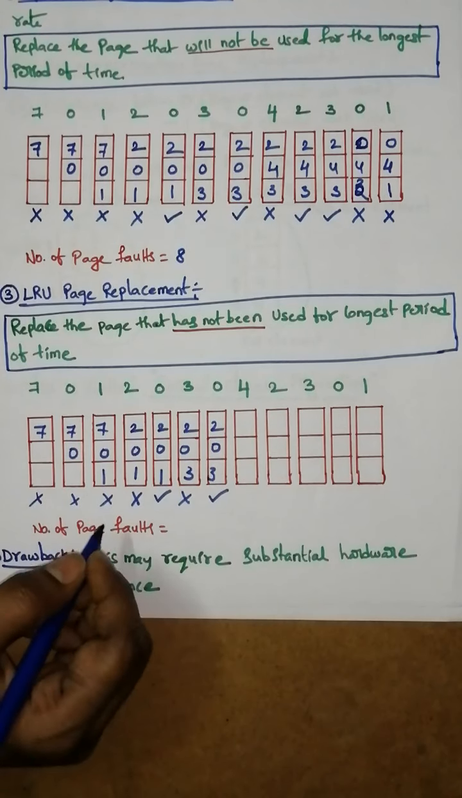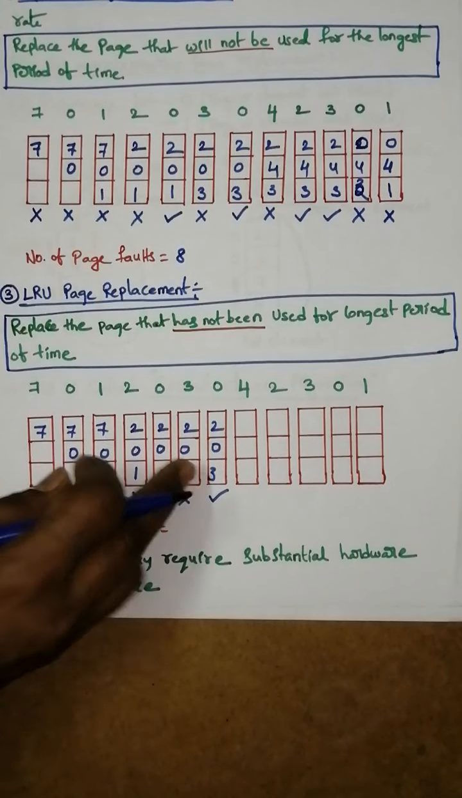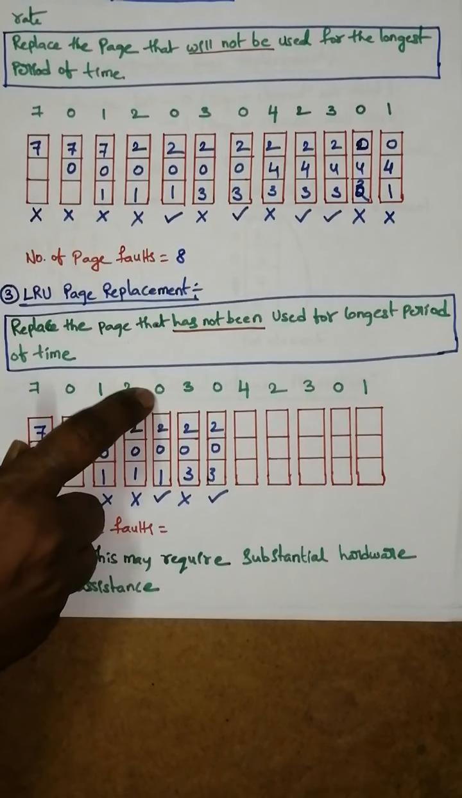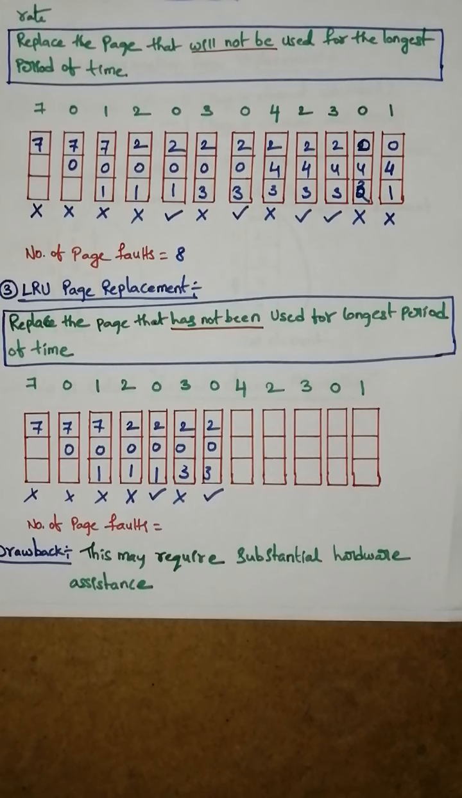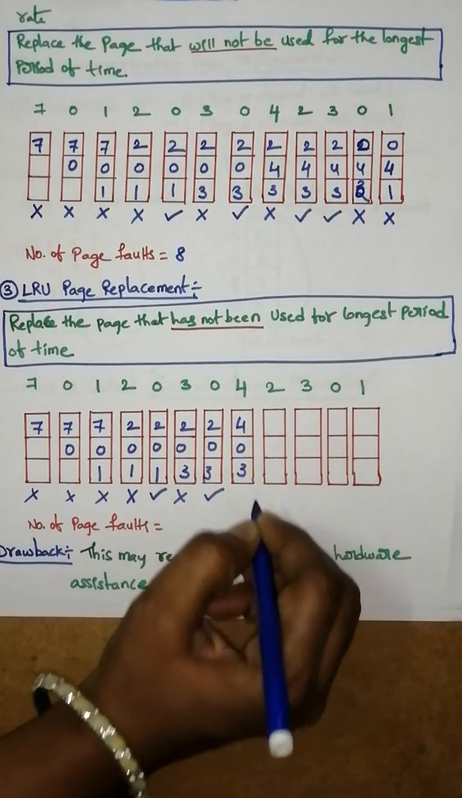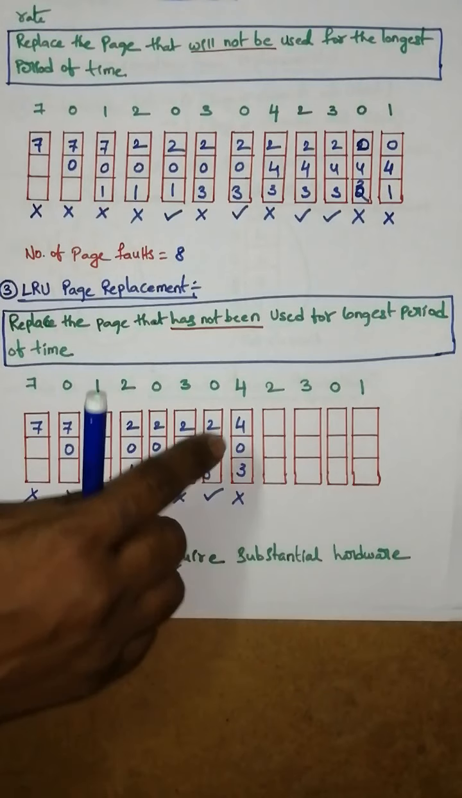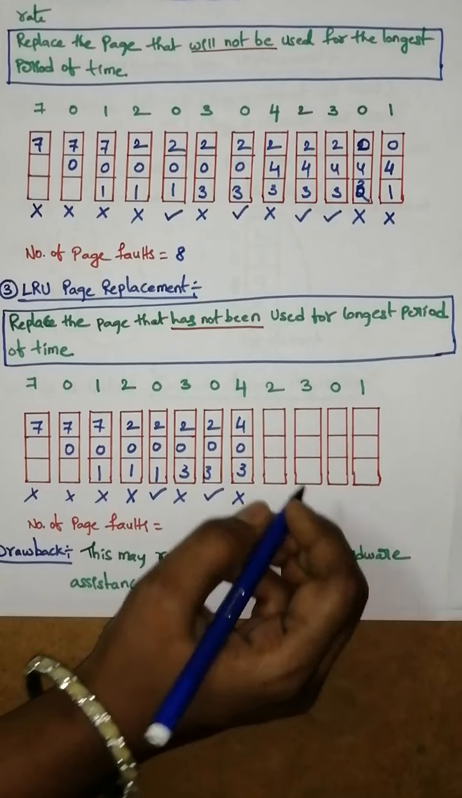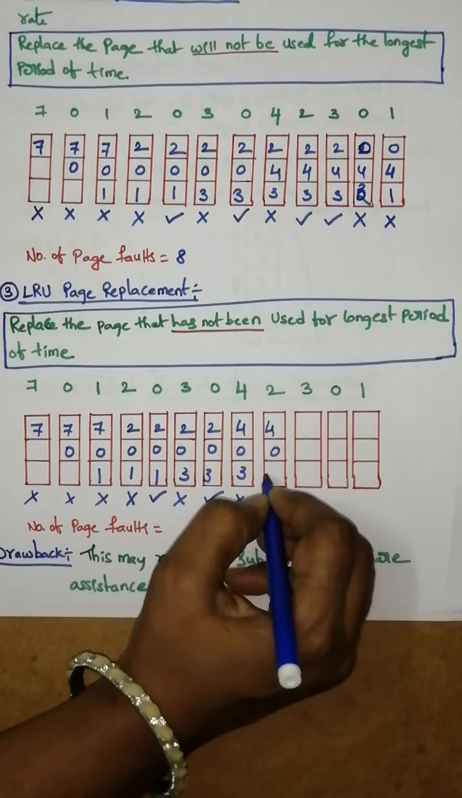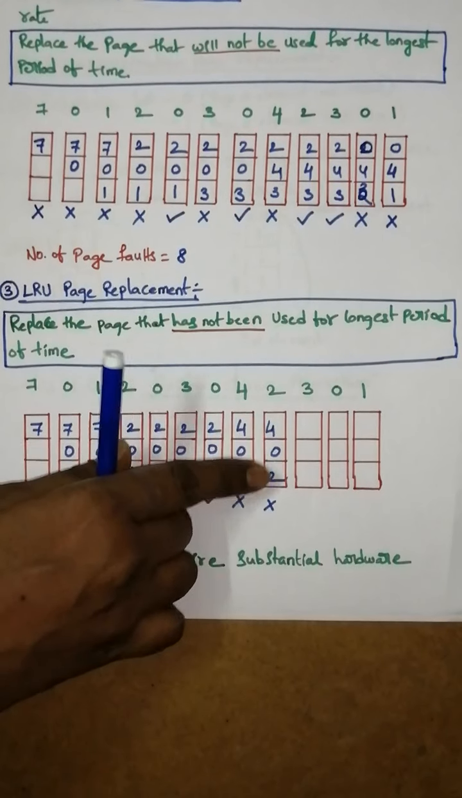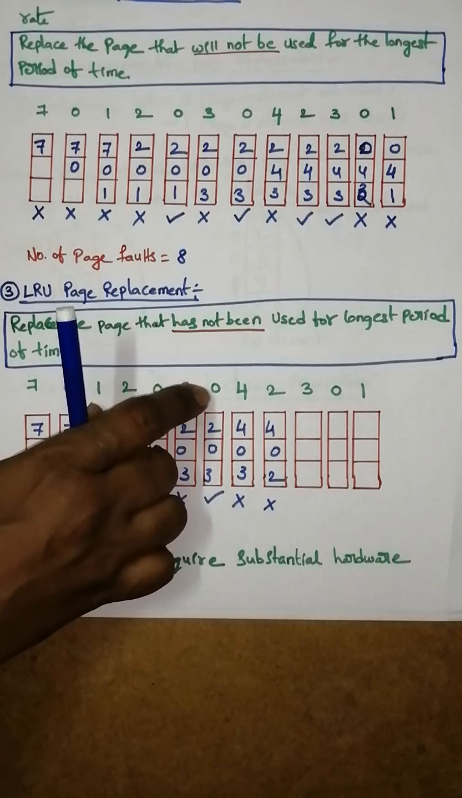Next 4, I should place 4. Now out of these 3, which one was used the longest ago? 0 is used immediately, 3 is used immediately, but 2 is used after these two numbers 0 and 3. So replace 2 with 4. So it will be 4 0 3. It's a page fault. Next 2. Out of 4 0 3, 4 immediately, 0 immediately, but 3 is the longest one. So replace 3. So it is 4 0 2. So it's a page fault. Next is 3. Out of 4 0 2, 2 is immediately used, 4 is used, 0 is the longest one.